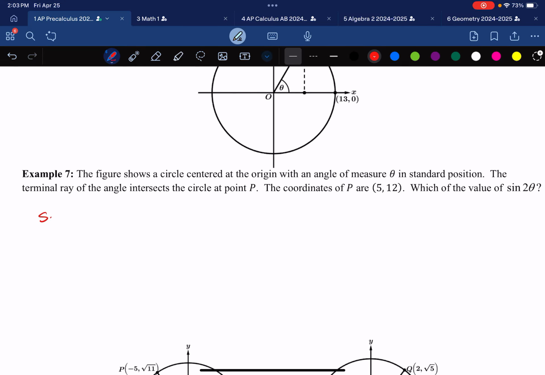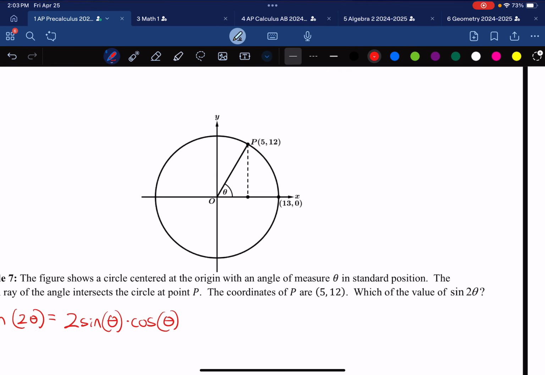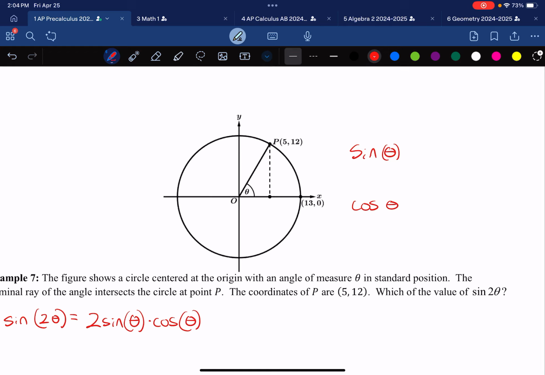Sine of 2 theta is the same thing as 2 sine of that original theta before doubling times cosine of that same angle. If you don't have that one memorized, go memorize it. So from here, I just need to find what is sine of theta, what is cosine of theta, and plug it in. So let's come up here. What is sine of theta? What is cosine of theta? If I have those, I'm basically done.